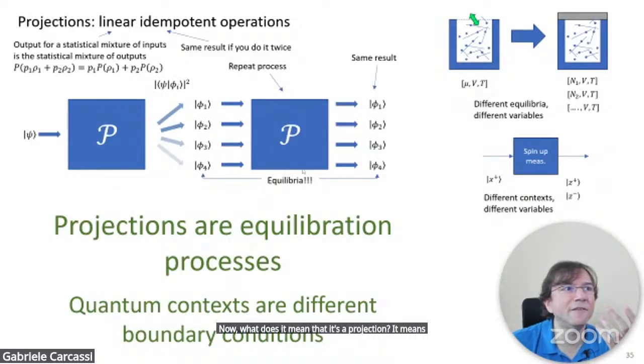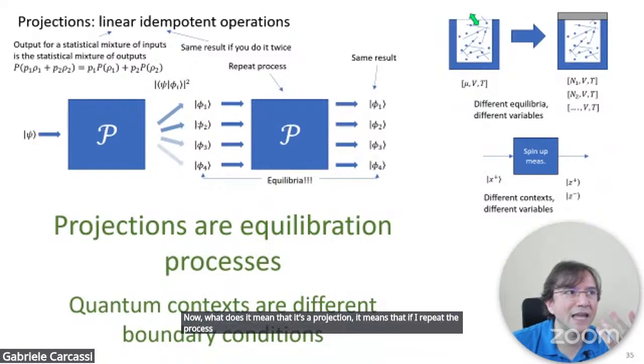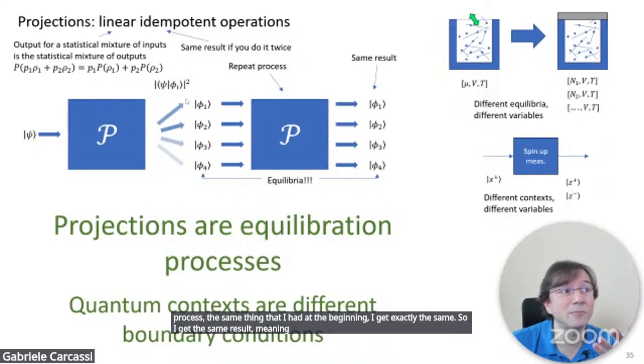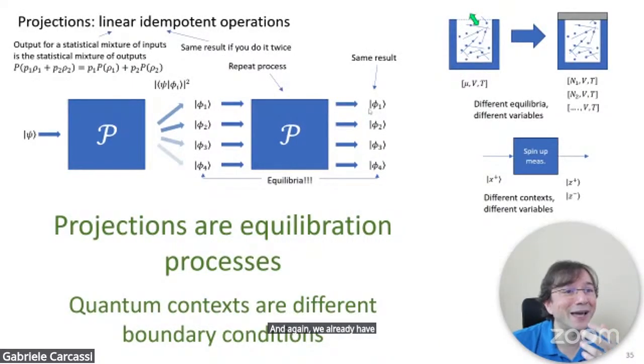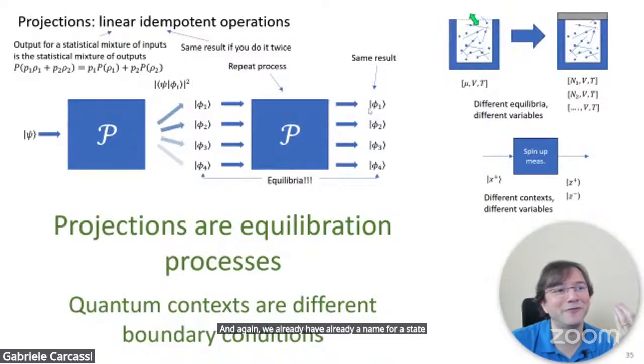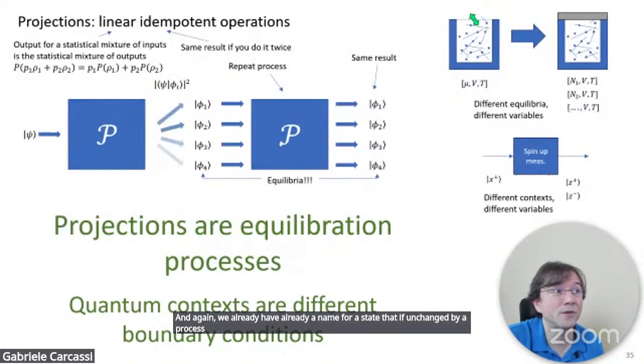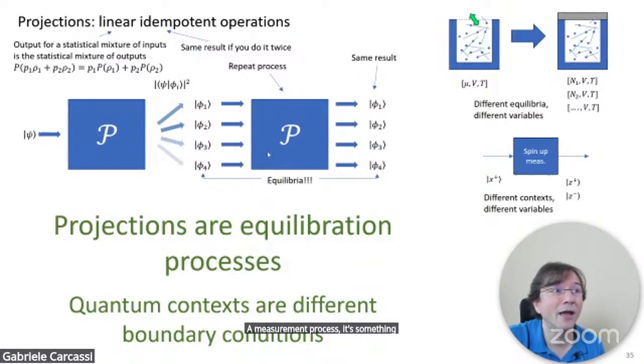It means that if I repeat the process, I get exactly the same result, meaning that a possible output of the process, if put again through the process, gives you the same thing. And again, we already have a name for a state that is unchanged by a process, which is an equilibrium. So a measurement process is something where all the outputs are equilibria of the process.